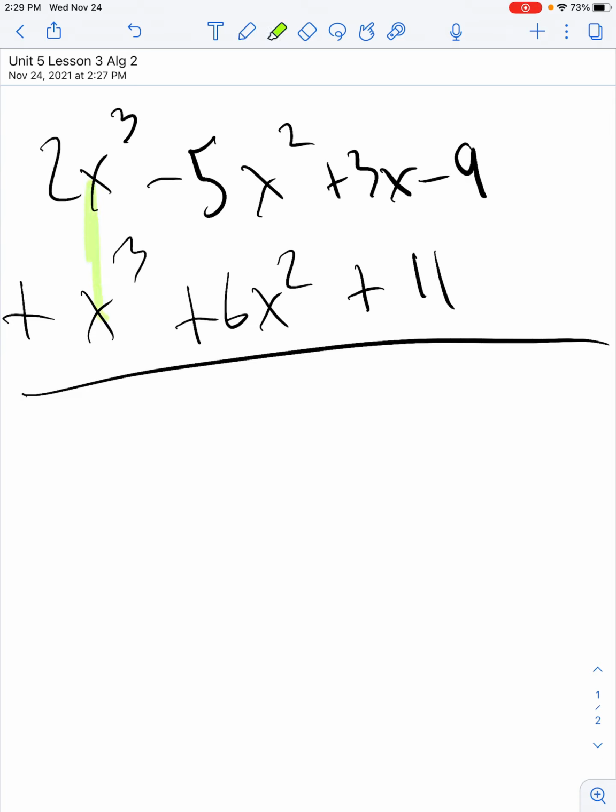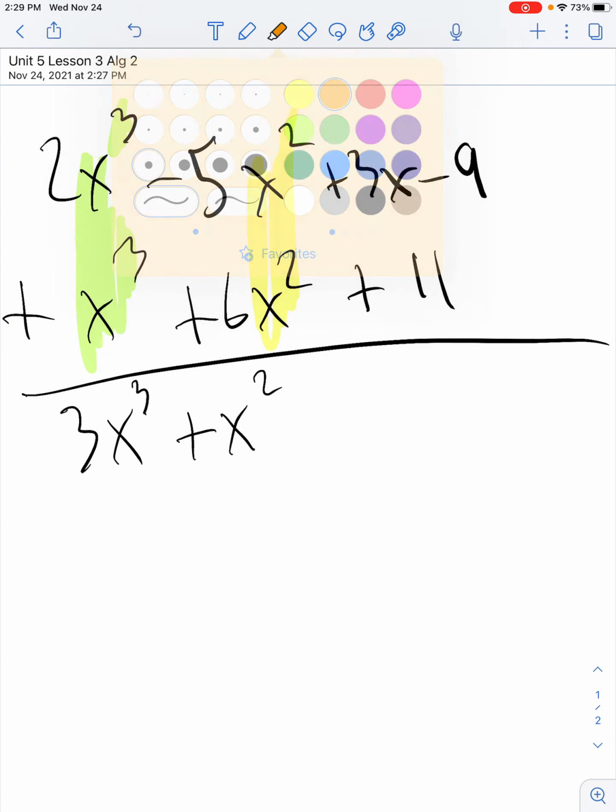So again, you can only combine like terms. So I have x to the third and x to the third. So 2x to the third plus 1x to the third is 3x to the third. My next that I see, I have x squareds. So negative 5x squared plus 6x squared is positive 1x squared.